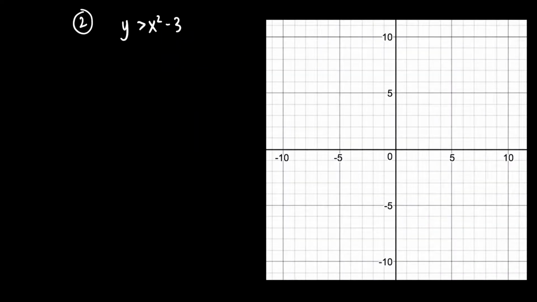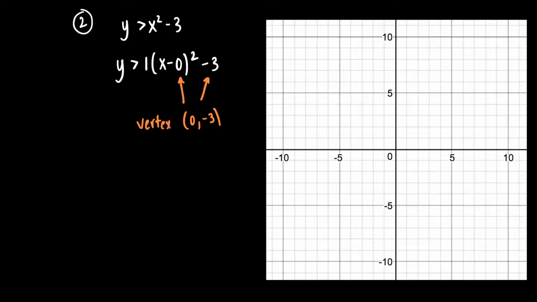All right, so some of the functions that you're going to get are not going to be in nice old polished vertex form. So this one comes in standard form, and we can technically rewrite this one in vertex form pretty easily. So you could just say y is greater than 1 times x minus 0 squared minus 3. And again, remember, your vertex is going to be these 2 points right here. So the vertex will be at 0, -3. So boom, you're going to go 0, -3.